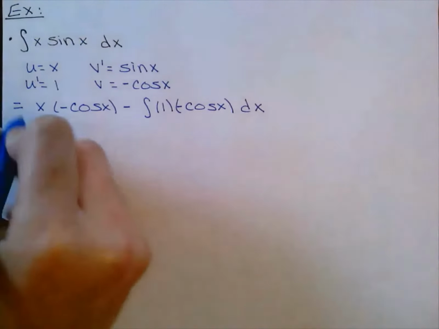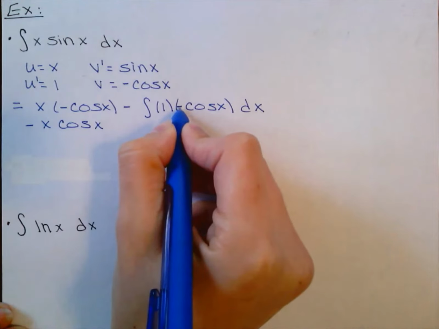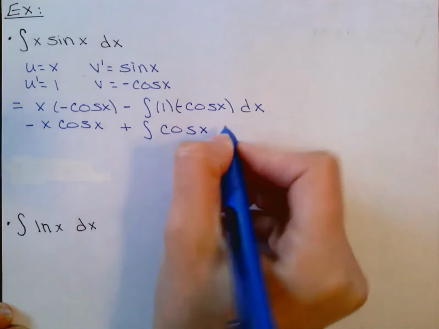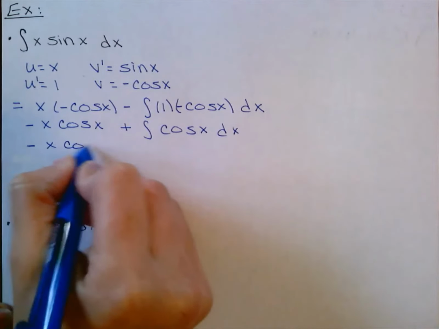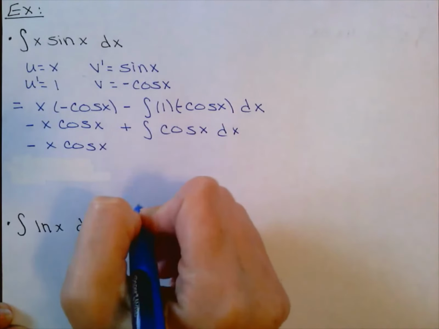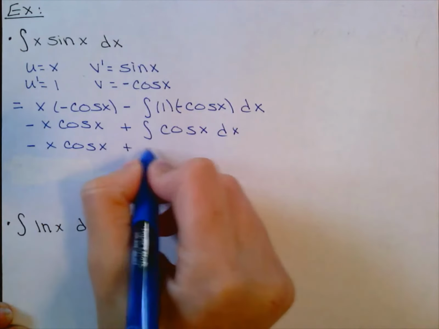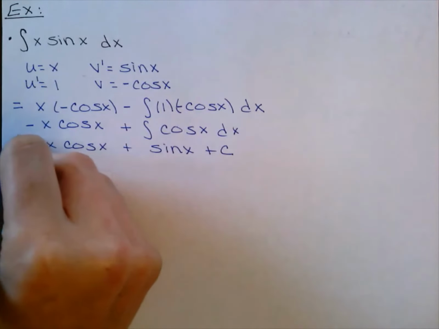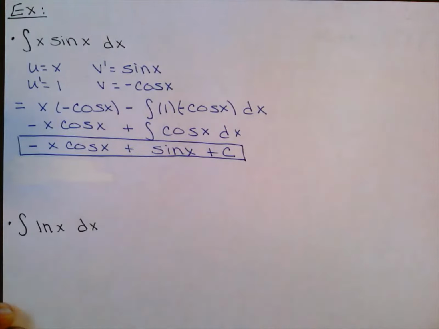Okay, now I can clean this up a little bit and say negative x cosine of x. I can bring out this negative and now say plus, and 1 times cosine is just cosine of x. Bring down this part. The antiderivative of cosine is a positive sine. And don't forget your plus c, and you're done. So these questions are really not difficult, guys, as long as you just remember that backwards z. You fill out the chart and you do the backwards z.